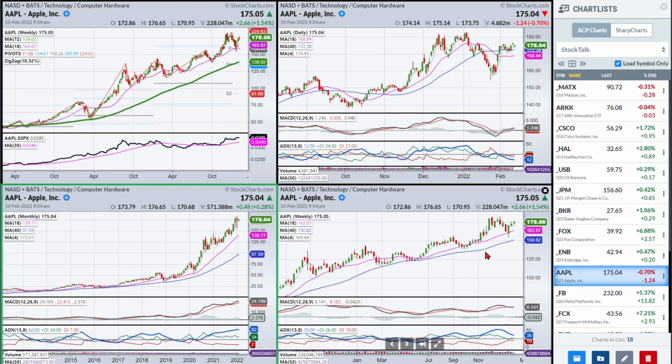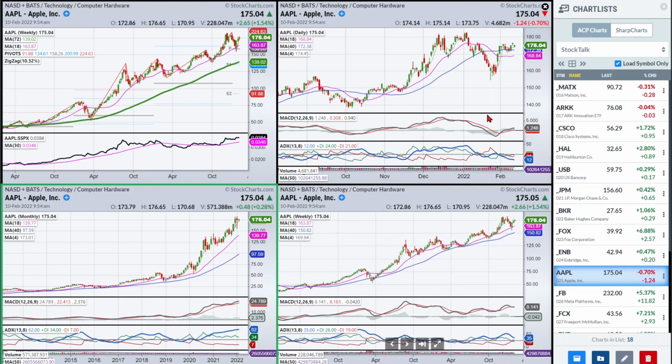I would definitely play this more as a trading move as opposed to buying this and putting it away, just based on the fact that we haven't had a pullback towards the 18-month line. So this is more of a trade off the weekly and the daily, but I think it could be done. You have to use tighter targets. You have to use tighter stops.